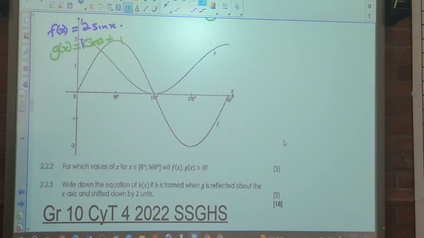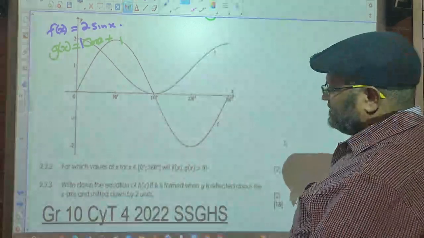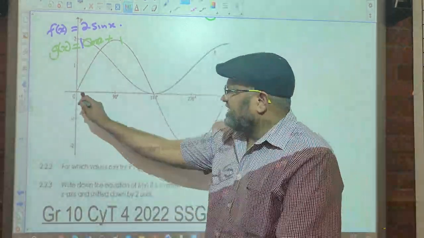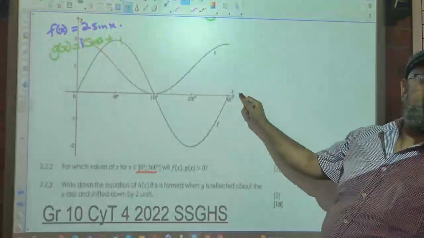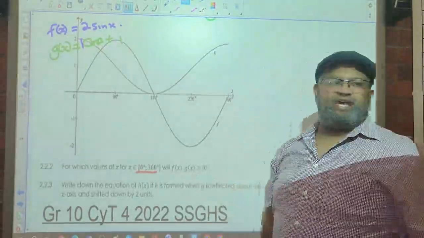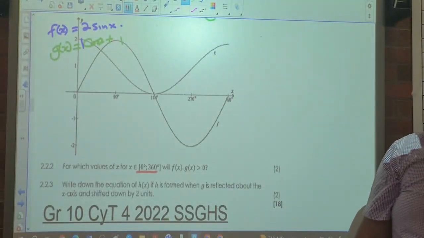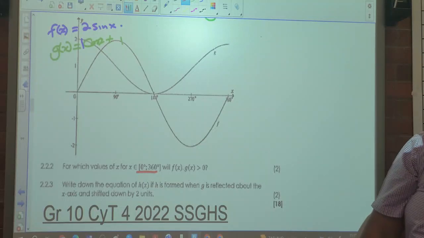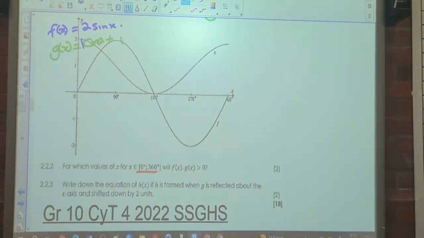In question 2.2, we are told for which values of x, for x an element of 0 to 360, well, what does this mean? It's from that point to this point here. Will f of x times g of x be greater than 0? People, what does greater than 0 mean? More than 0. Yes, what does that mean? It's positive. If something is more than 0, it's positive. If something is less than 0, it is negative.